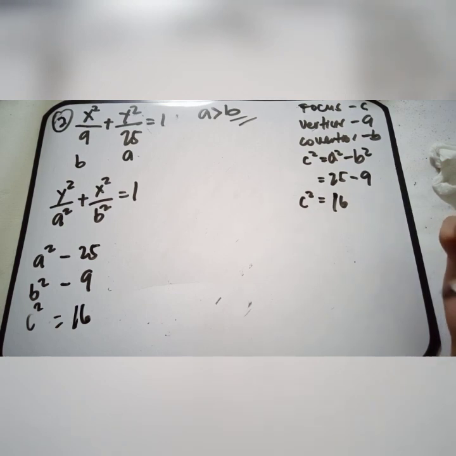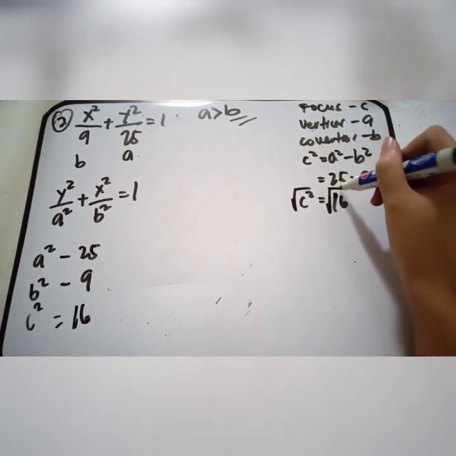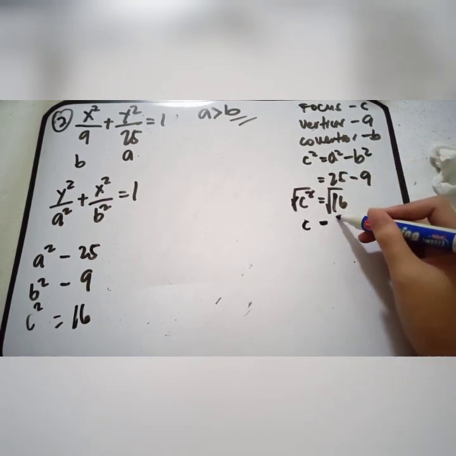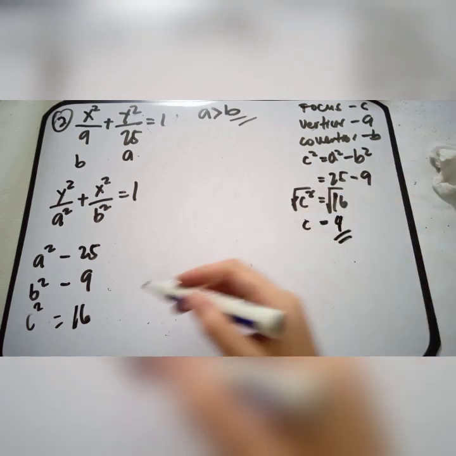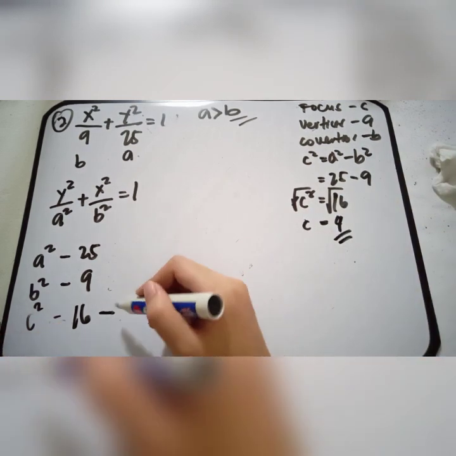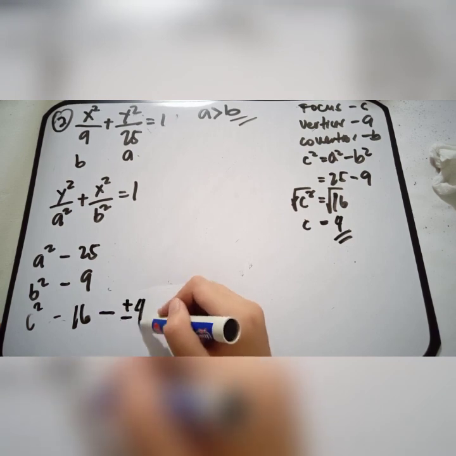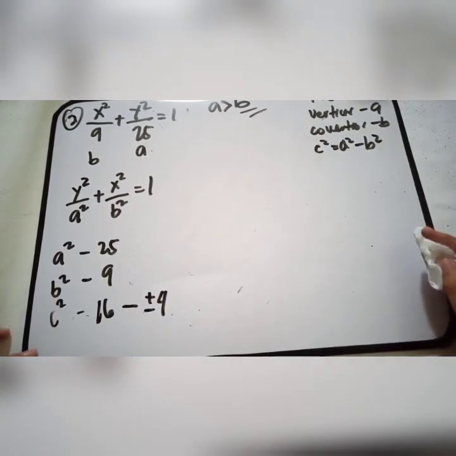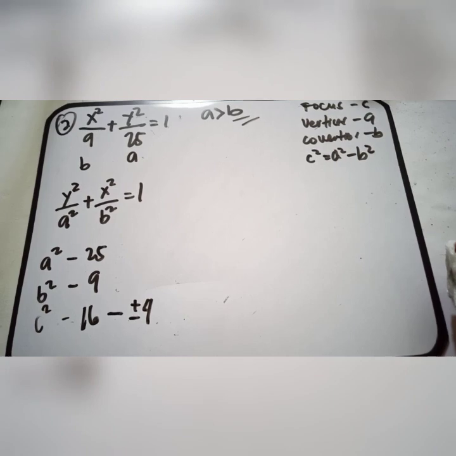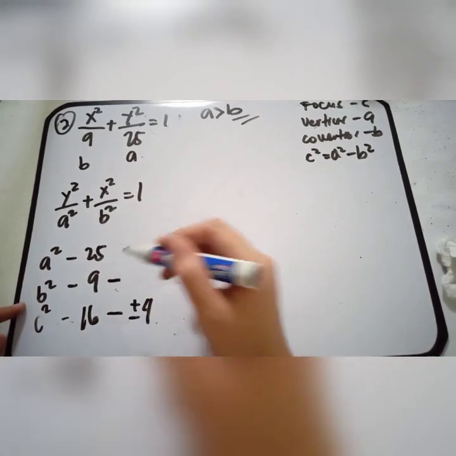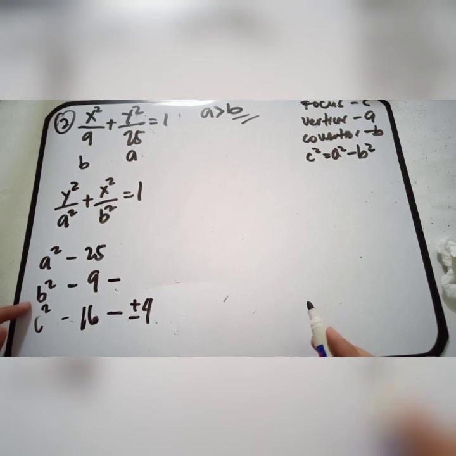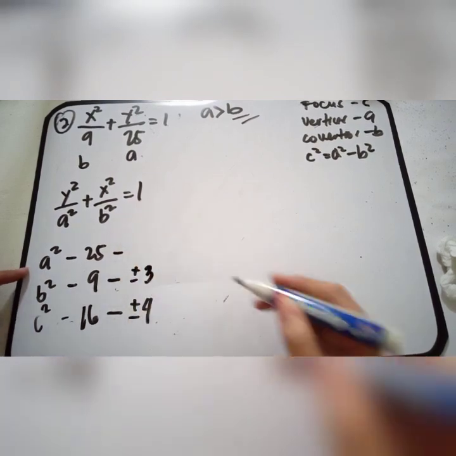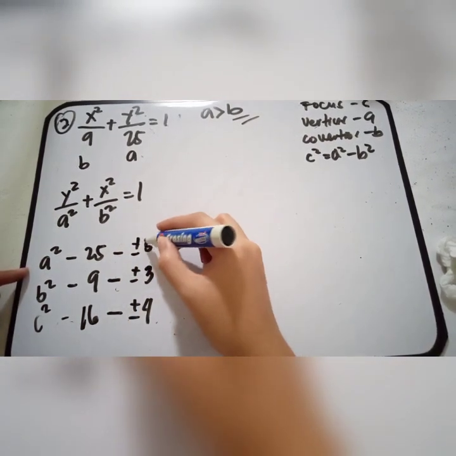Okay, how to get the value of c? Square root natin both sides to get rid or cancel this squared. So, c, what is the square root of c? It is 4. So, the value of c is 4. So, here, let's write positive, negative, 4. Okay. So, what is our b? What is the square root of 9? It is positive, negative, 3. What is the square root of 25? It is positive negative 5.